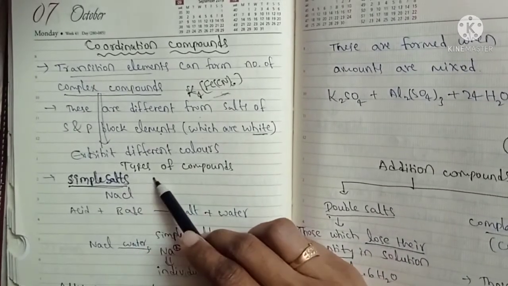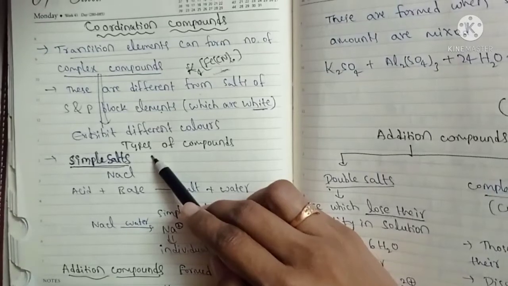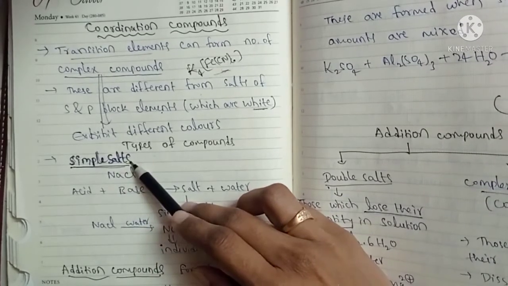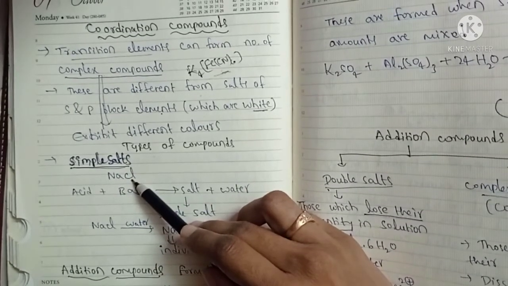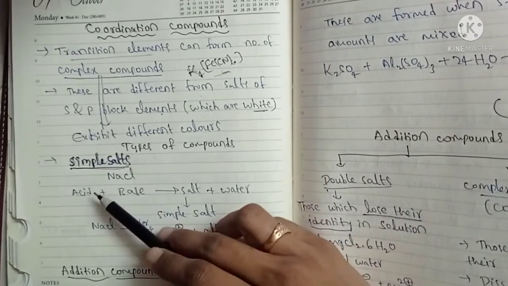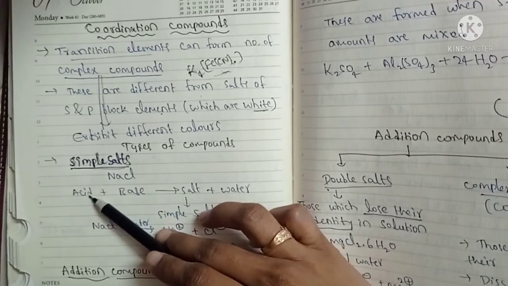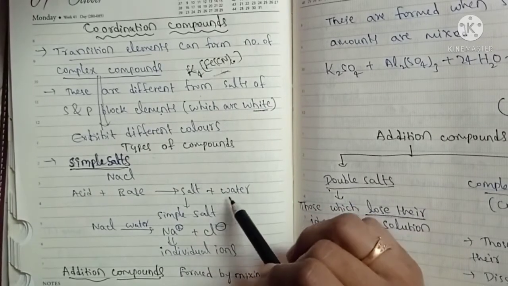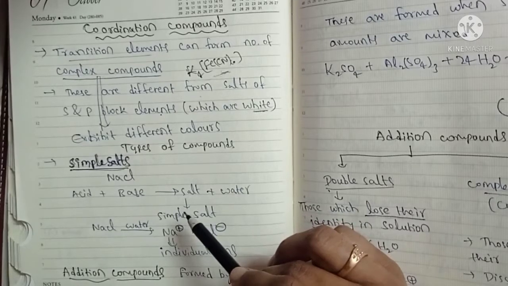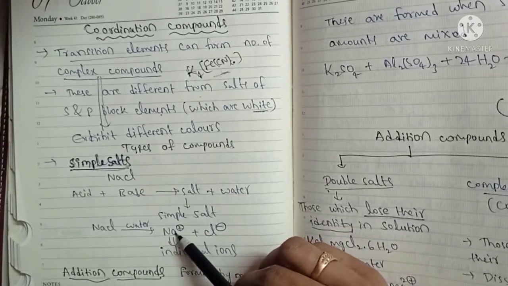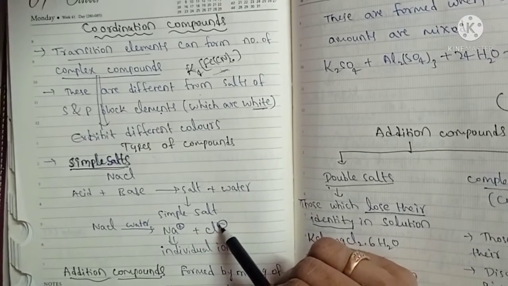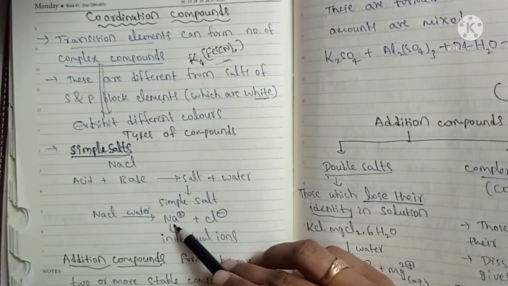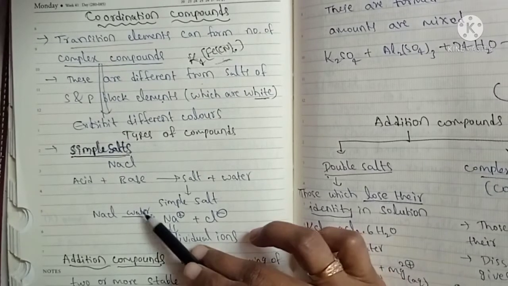So let us see types of compounds. Generally the compounds are classified into two types: simple salts and addition compounds. Let us see simple salt. For example, sodium chloride is a simple salt. It is formed by the reaction of an acid with a base. When we take HCl and NaOH, we can prepare NaCl salt, and water is the byproduct. When NaCl is dissolved in water, it dissociates into Na+ and Cl- aqueous ions. So this is called a simple salt. A simple salt forms individual ions when dissolved in water.